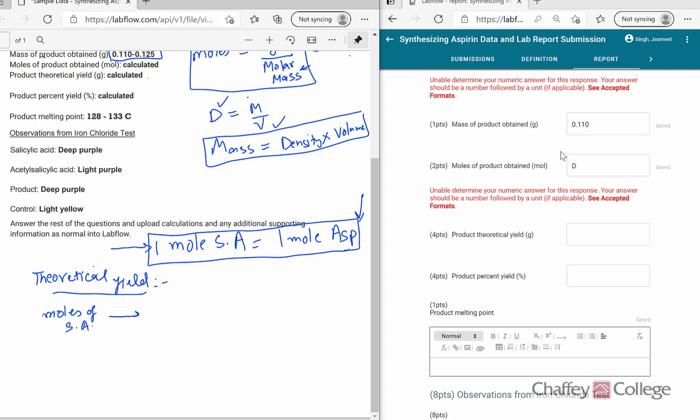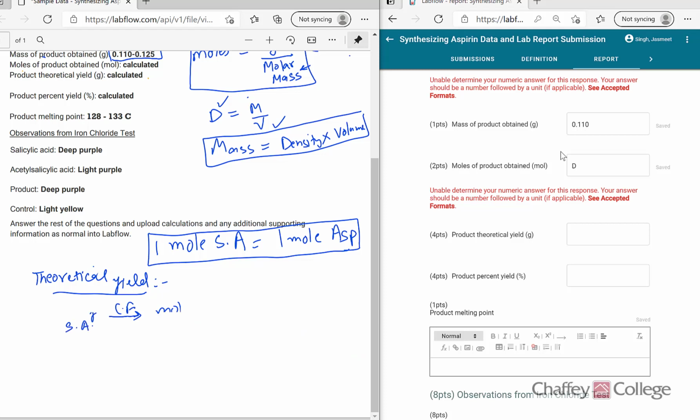So from these moles of salicylic acid, we're going to theoretically calculate the moles of aspirin, and then we're going to theoretically convert the moles of aspirin to grams of aspirin. So that should be our theoretical yield at the end. Whatever this grams is, this is the theoretical yield. And we're going to need a conversion factor here.